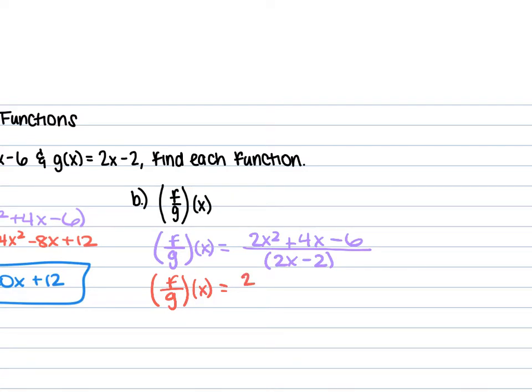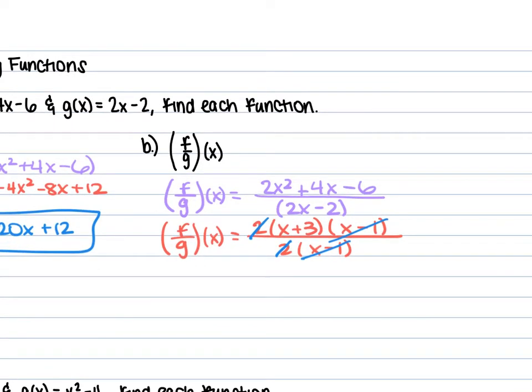2x squared plus 4x minus 6, which is going to be 2 times, let's do this a different way, 2 times x plus 3 times x minus 1 all over 2 times x minus 1. So these 2's are going to cancel out. Same thing with the x minus 1's. So we're just going to have f divided by g of x is equal to x plus 3.